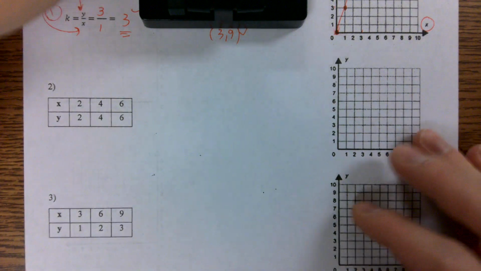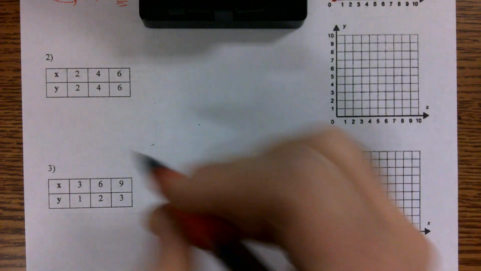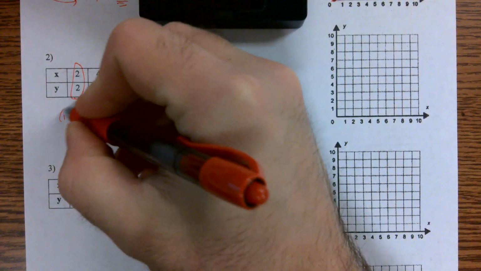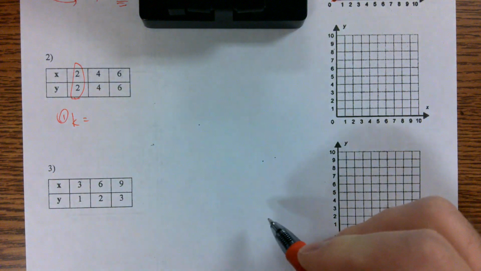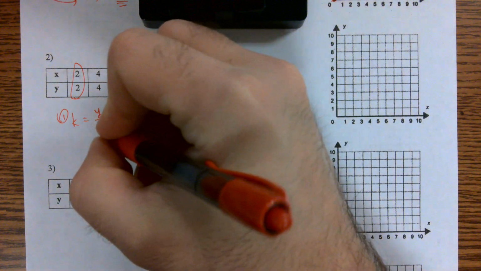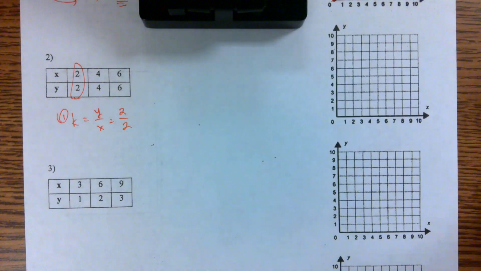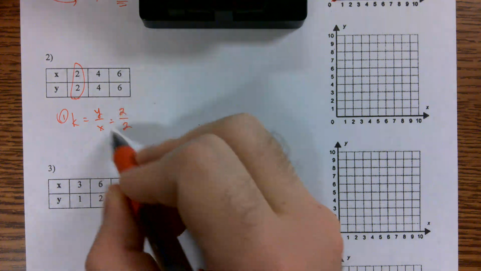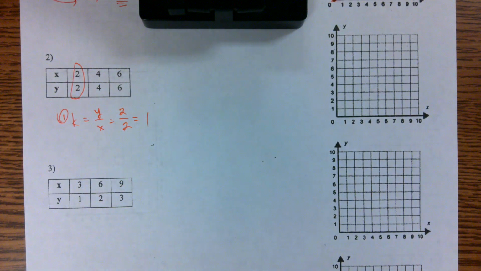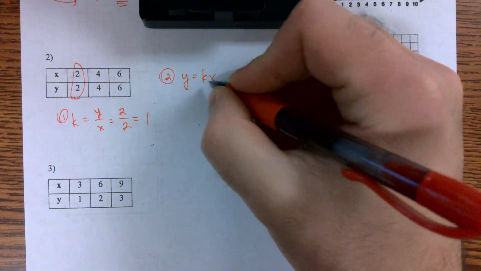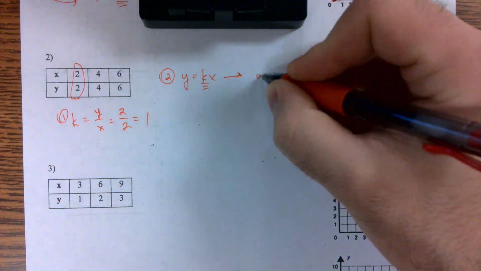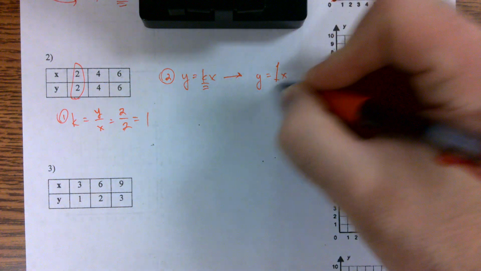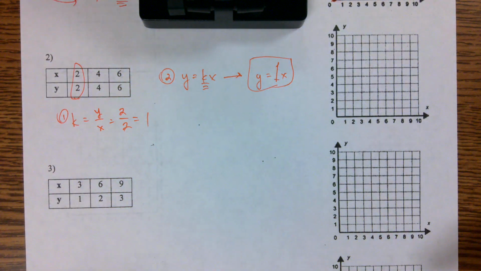So we'll take a look at number 2. Number 2, we've got a table here. I'm going to take my first x with my first y. K is equal to y over x, which is equal to 2 over 2. Anytime we have the same number on top and bottom, that is a whole fraction, and that's just equal to 1. So when I'm writing my equation here, I'm going to take out the k and replace it with 1. Just like that.